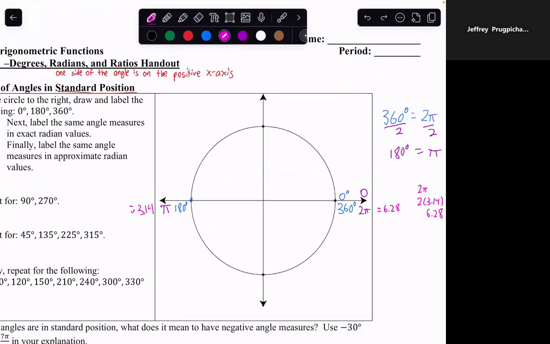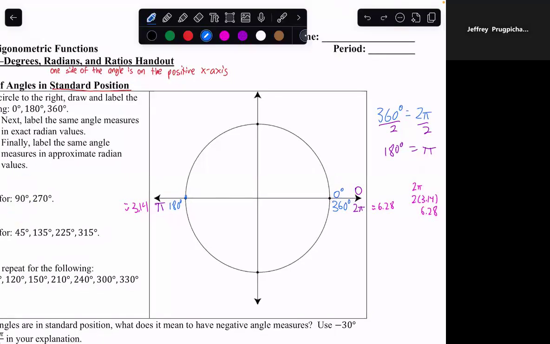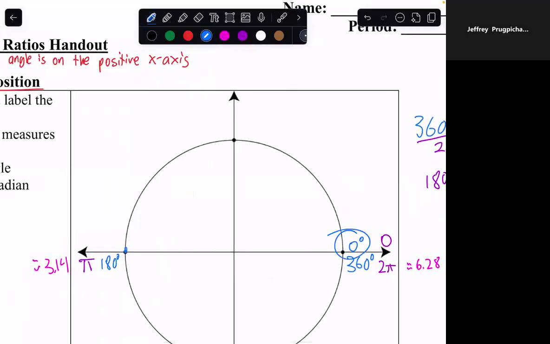Okay, so let's do another angle. How about 90 degrees? There's a couple ways you can think about this. We already know where 0 is, and we know where 180 is. To get from 0 to 180, you go halfway around the circle. So halfway to there, half of 180 would be 90, so halfway would be right here. We mark it up here, the 90 degrees, but what it represents is the angle formed by the positive x-axis and the line hitting that point is a 90-degree angle.